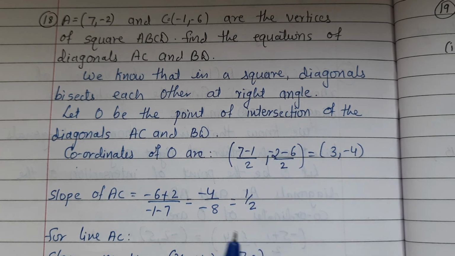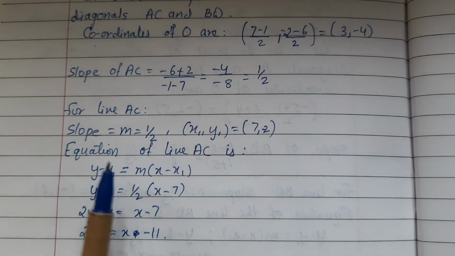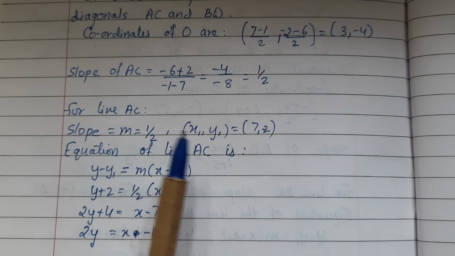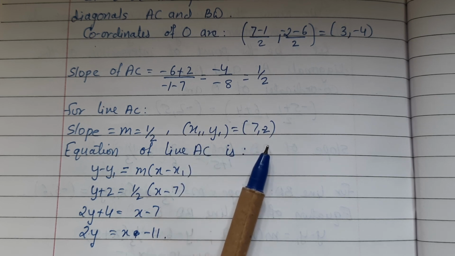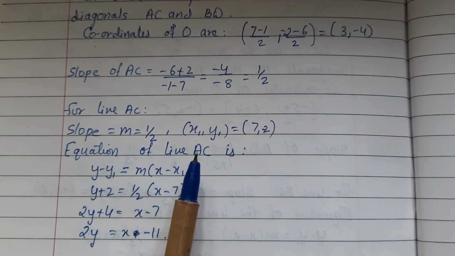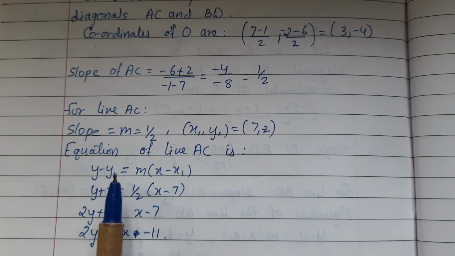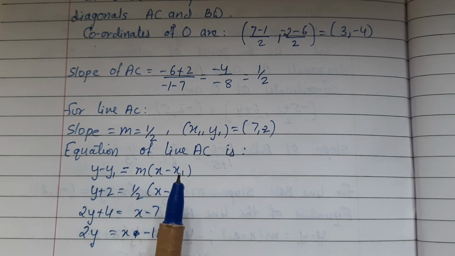-4). Slope of AC equal to (-6 plus 2) upon (-1 minus 7) equal to minus 4 upon minus 8 equal to 1 upon 2. For line AC, slope m equal to 1 upon 2, (x1, y1) equal to (7, -2). Equation of line AC is y minus y1 equal to m into (x minus x1). y plus 2 equal to half into (x minus 7). 2y plus 4 equal to x minus 7. 2y equal to x minus 11.